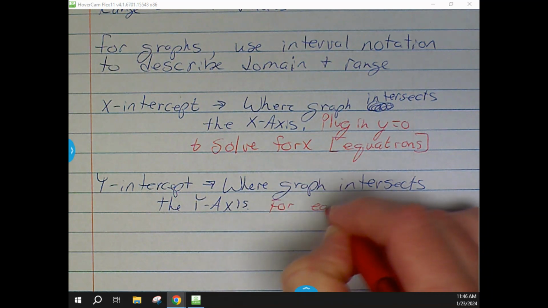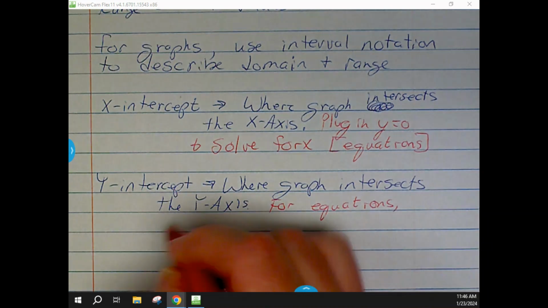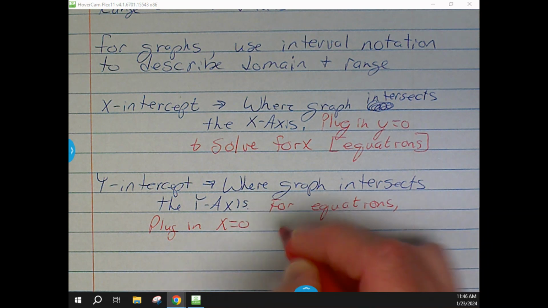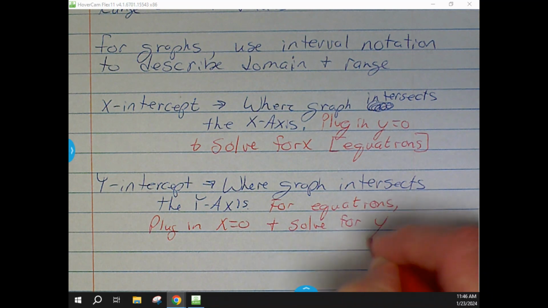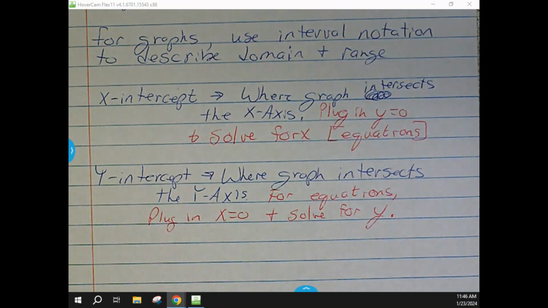Okay, and the same thing for equations. You plug in x equals 0 and then you solve for y. So again, exact same thing. It's just one time you plug in 0 for x to get the y-intercept. To get the x-intercept, you plug in 0 for y.